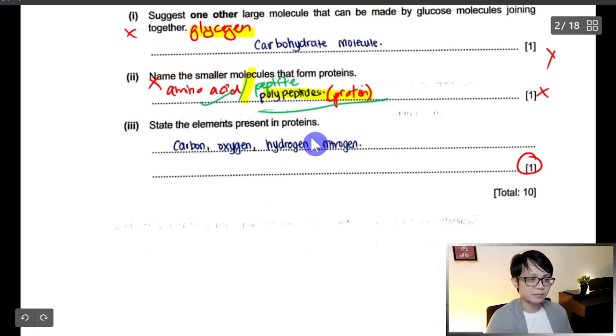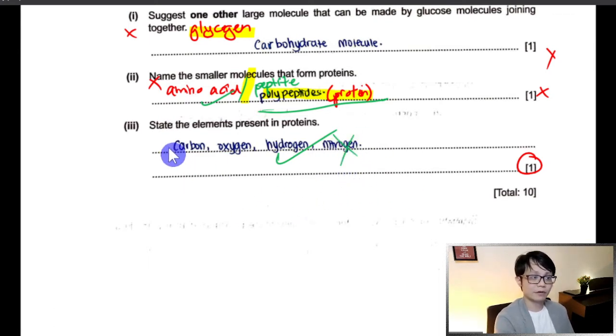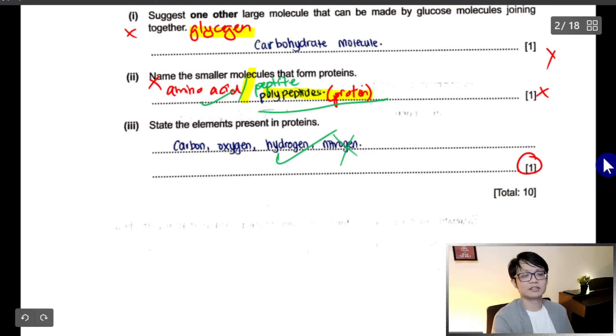So the elements present in protein are very straightforward: carbon, oxygen, hydrogen, nitrogen. If I take away the nitrogen, it will be carbohydrate. But if I add nitrogen, it will be protein. So it's a very straightforward question.